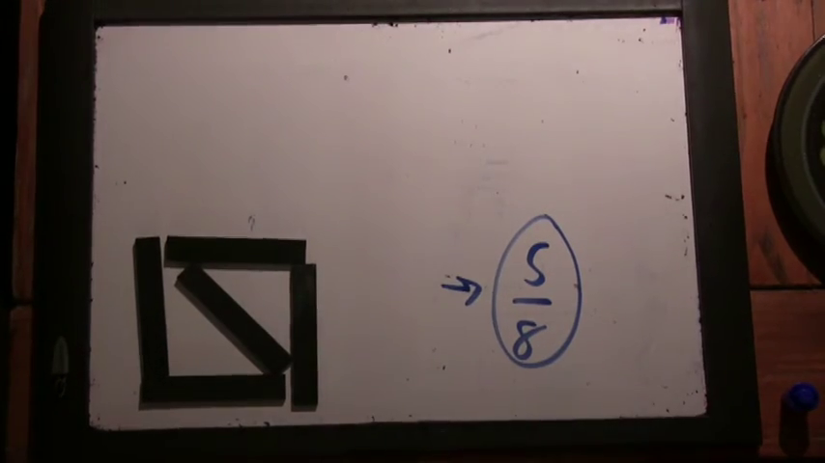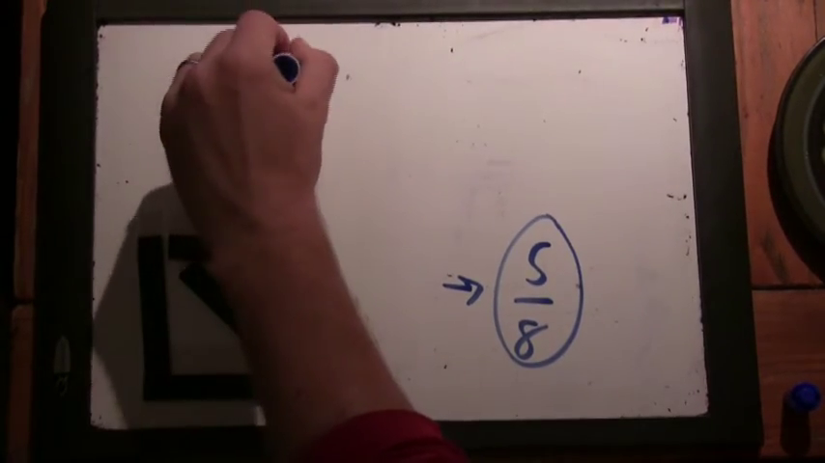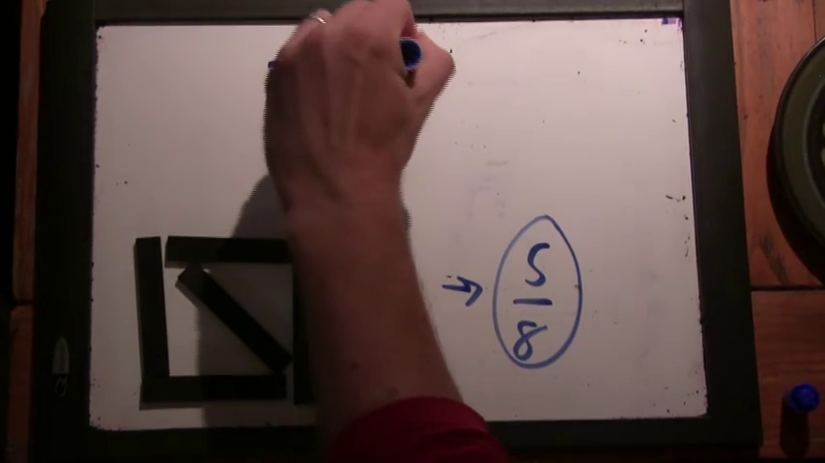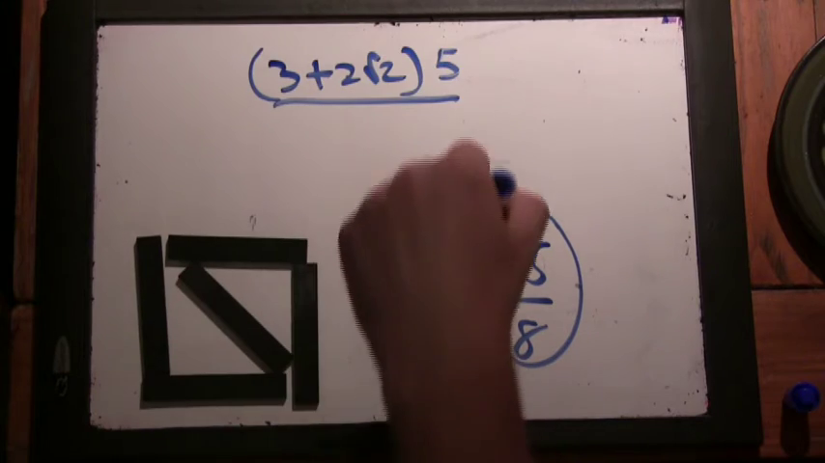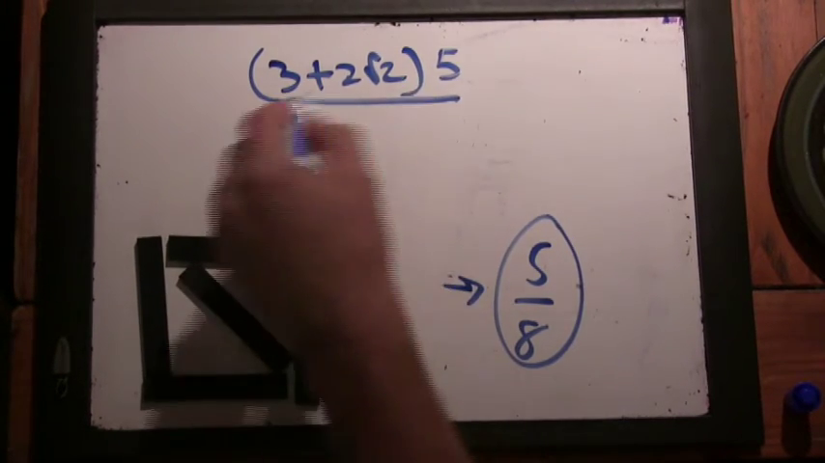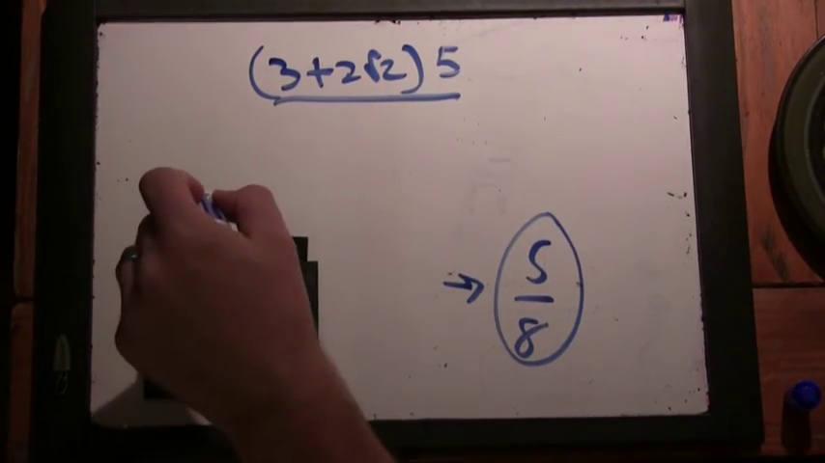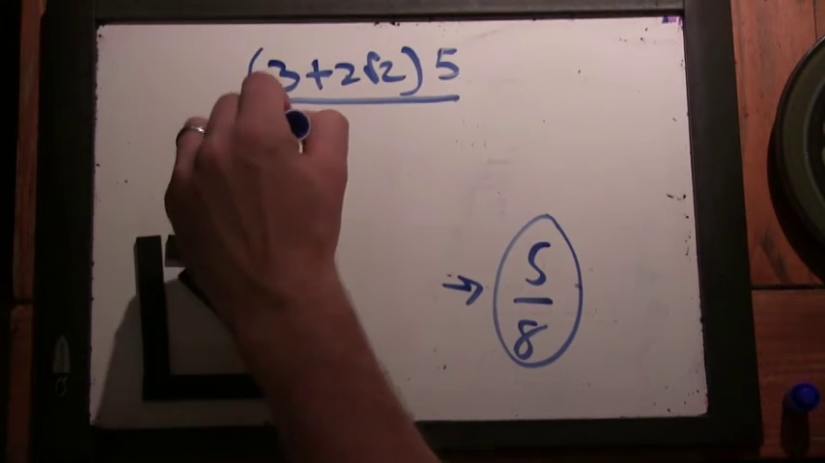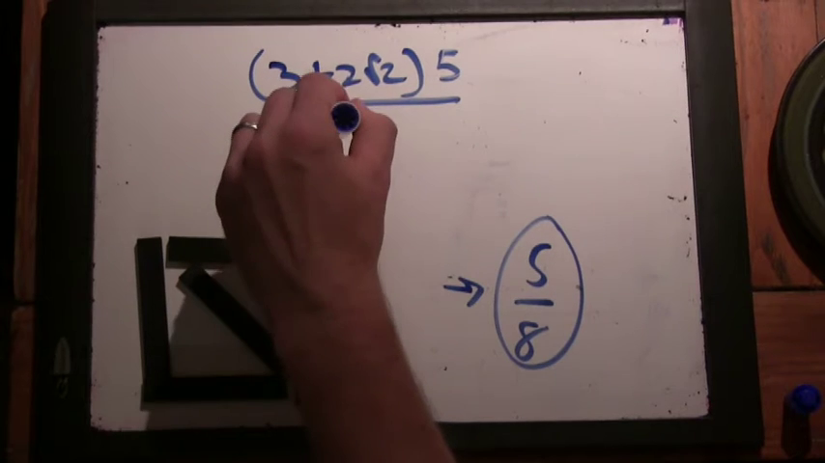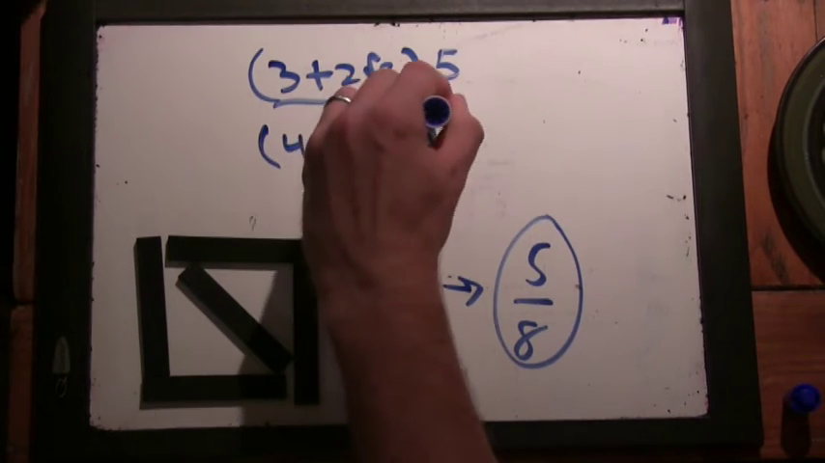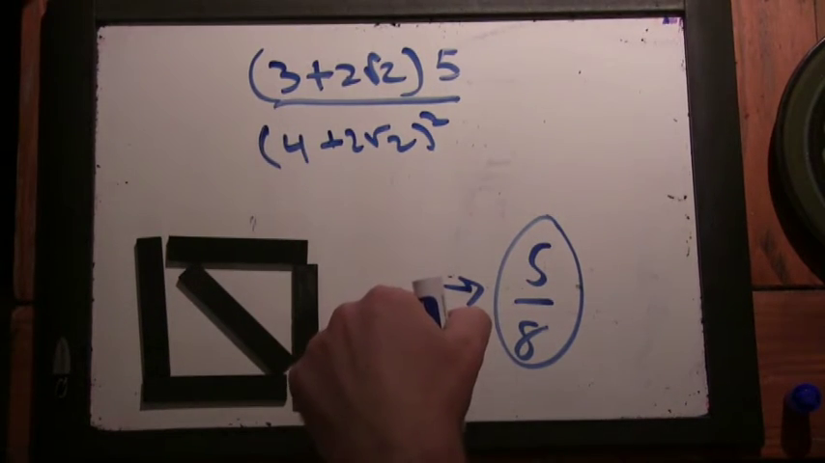Just a quick thing. You had 3 plus 2 root 2 times 5, and then you multiplied that out and then factored out a 5. You don't need to multiply that out in the beginning. I wasn't sure if it was going to simplify or not. But even if you don't know if it's going to simplify, it's still okay to leave it like this. Then you have 4 plus 2 root 2 squared, and you multiply that out.